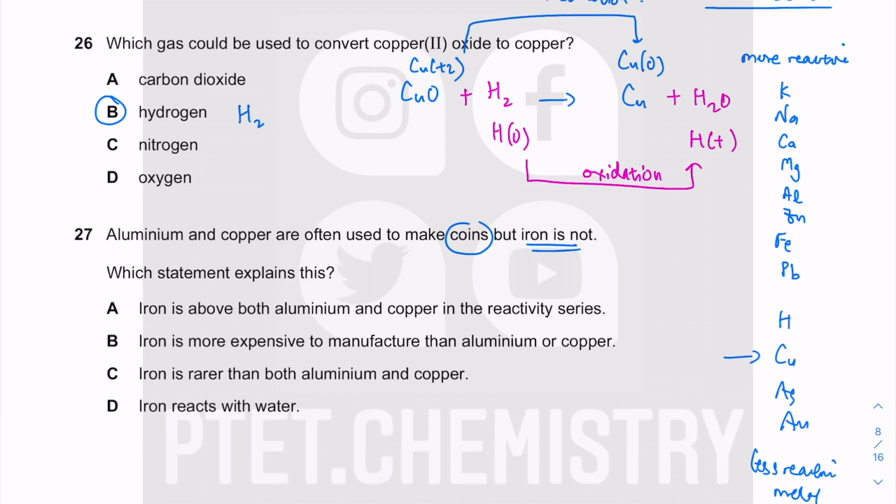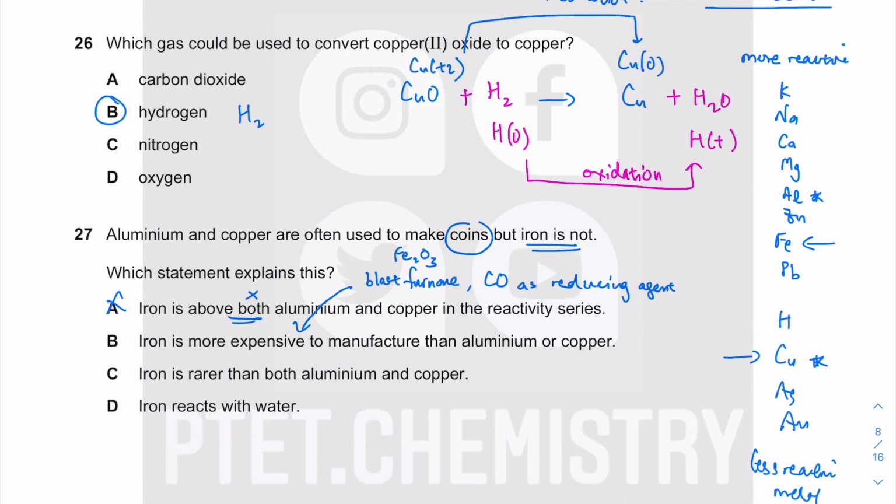So we know that iron is below aluminium, iron is above copper, so above both is incorrect. Iron is below aluminium, so A is already wrong. Iron is more expensive to manufacture than aluminium or copper. That is perhaps correct when you think about the blast furnace. You need to use carbon monoxide, CO, as a reducing agent to reduce the iron(III) oxide, the iron 3 plus, all the way down to iron.